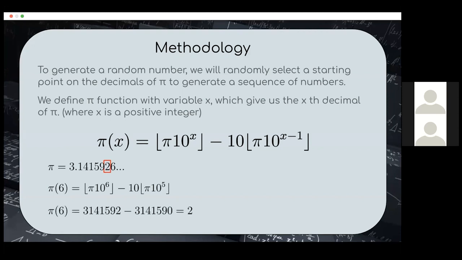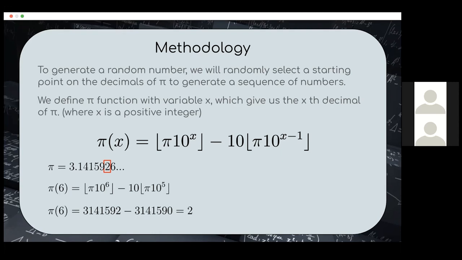So we decided on pi, because pi is an irrational number and has a non-repeating decimal. So we define right here a pi function with a variable x, which is going to give us the x-th decimal of pi. So basically, let's say we have x equal to 6, and we put that into our pi function. Then when you solve it, it should come out as 2.